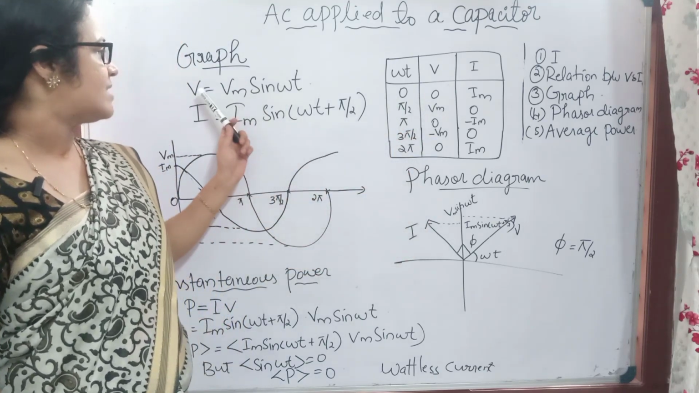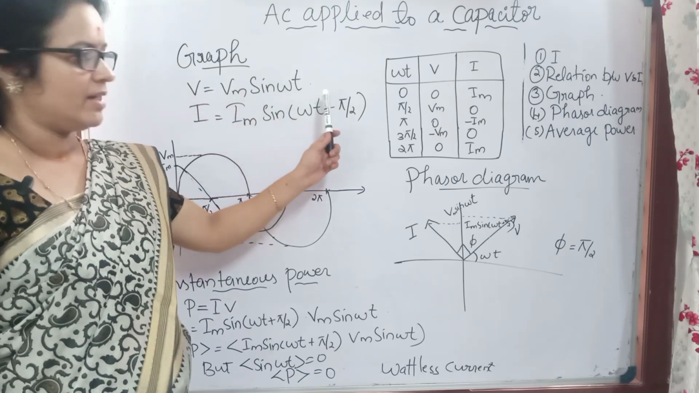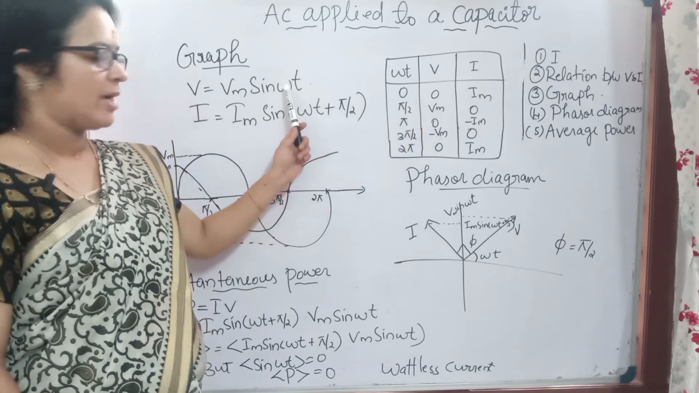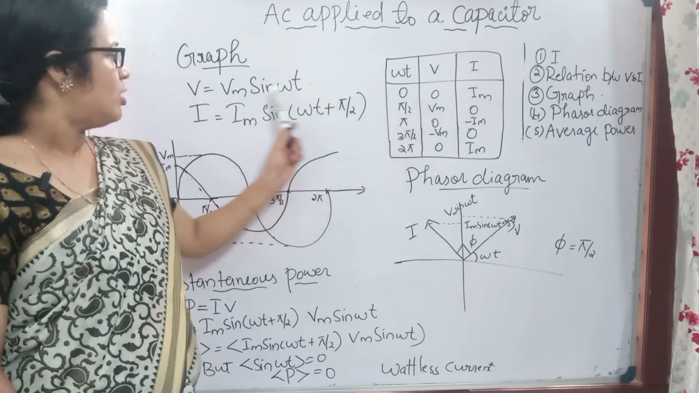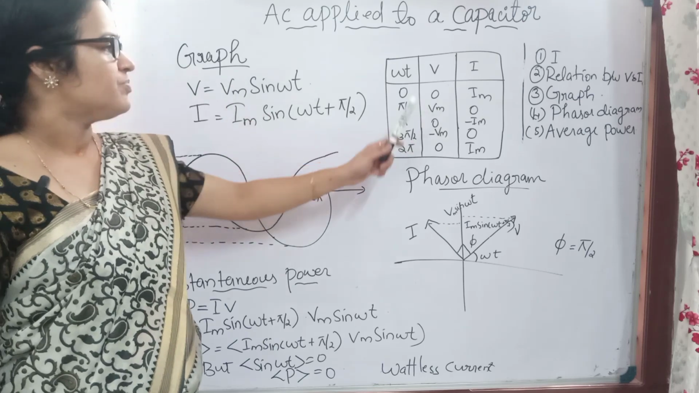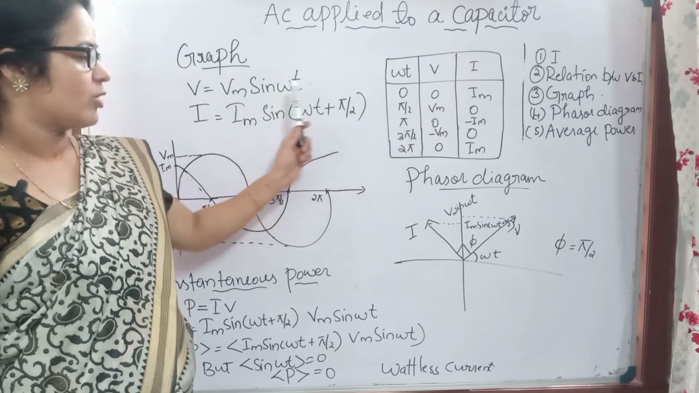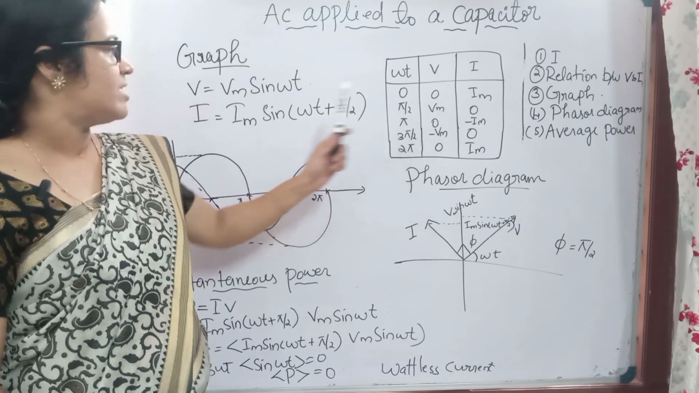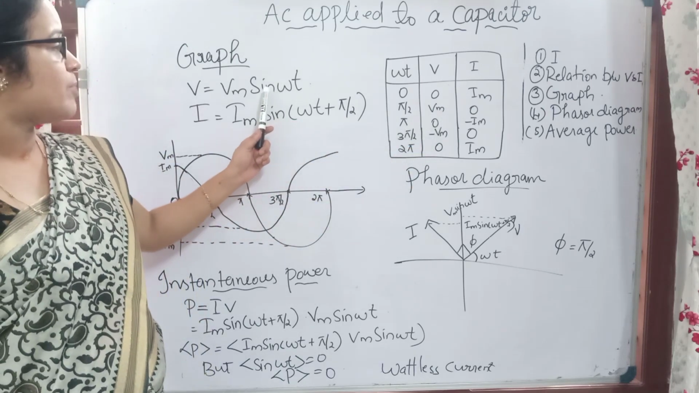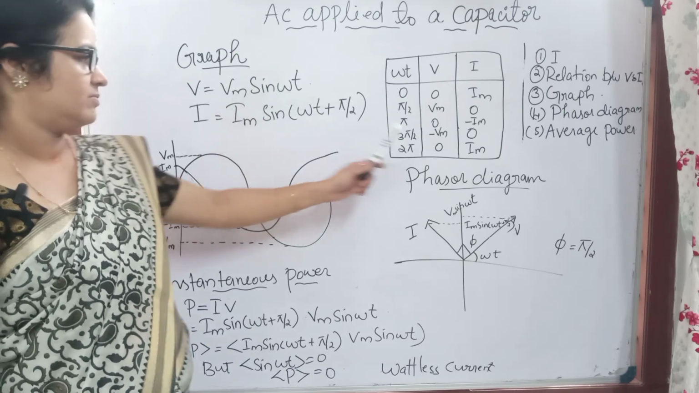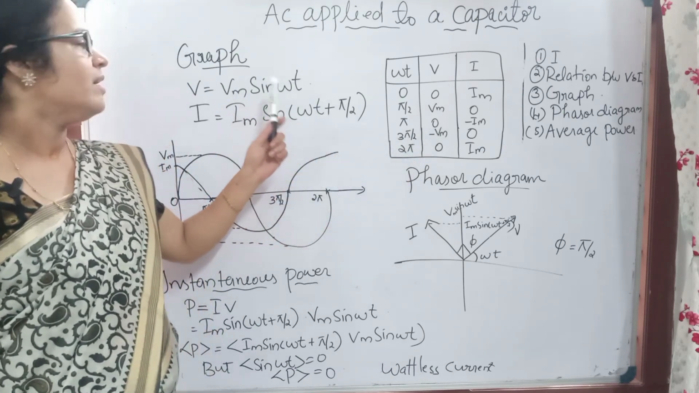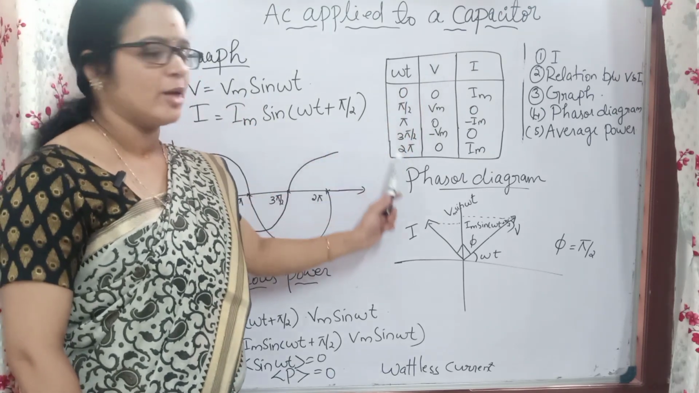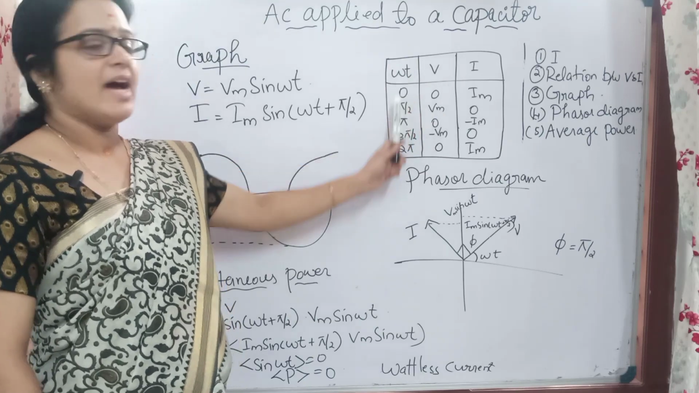The corresponding values are given here. First, V is equal to Vm sine omega t. Here for 0, sine 0 is 0, so the total value will be 0. After that, for pi by 2, sine is 1, so 1 into Vm, that is Vm. Then for omega t equal to pi, that is 0. Then for 3 pi by 2, what do we get? Minus 1, so minus Vm. And for 2 pi, sine 2 pi is 0, so the total will be 0. So first of all we are getting the values of V corresponding to these angles.